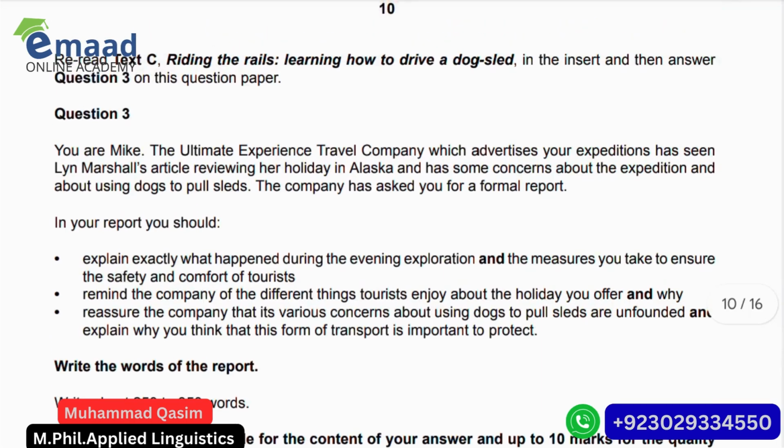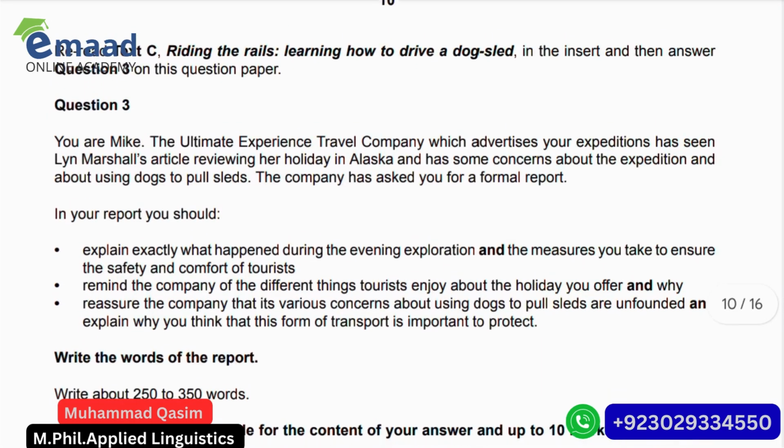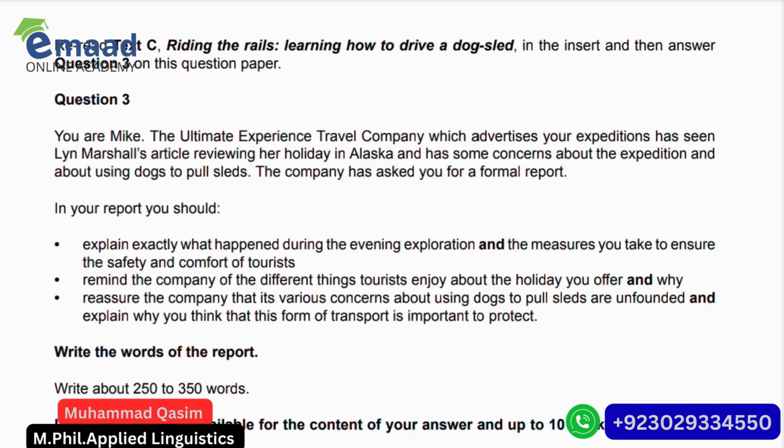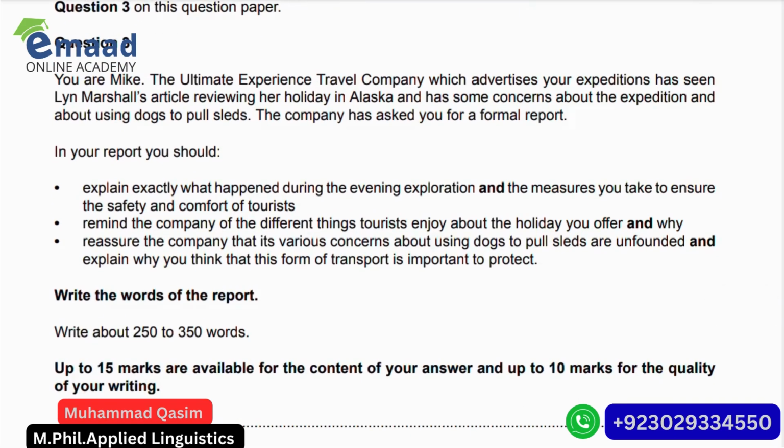So in IGCSE English as a First Language, this question of writing a letter, report, or journal is a part of the reading paper. So you are Mike, of the Ultimate Experience travel company, which advertises your expeditions. You have seen Lynn Marshall's article reviewing her holiday in Alaska and have some concerns about the expedition and about using dogs to pull sleds. The company has asked you for a formal report. In your report, you should explain exactly what happened during the evening exploration and the measures you take to ensure the safety and comfort of the tourists.